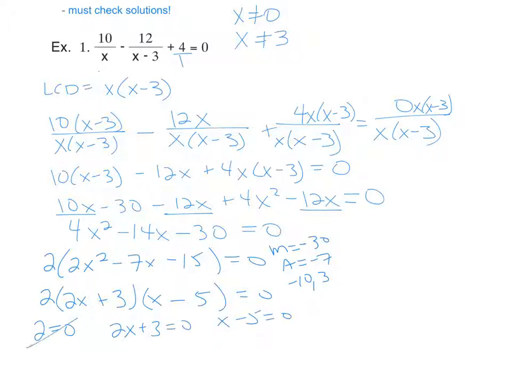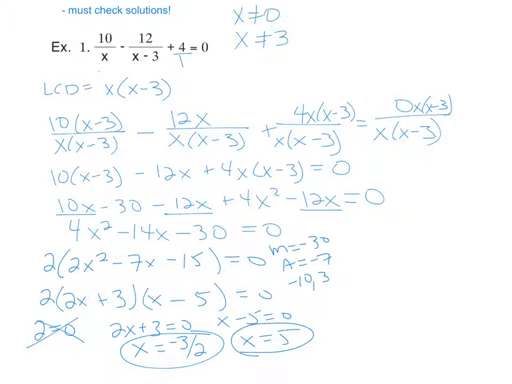So 2 doesn't equal 0, so I don't need to worry about that one. Here I get x equals negative 3 halves, and here I get x equals 5. Now, neither one of those is going to be one of my restrictions, so I'm good with that. I can go back and try to check these.